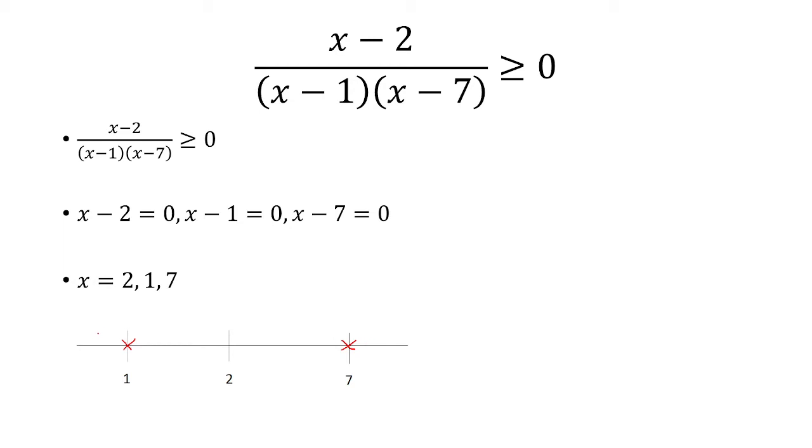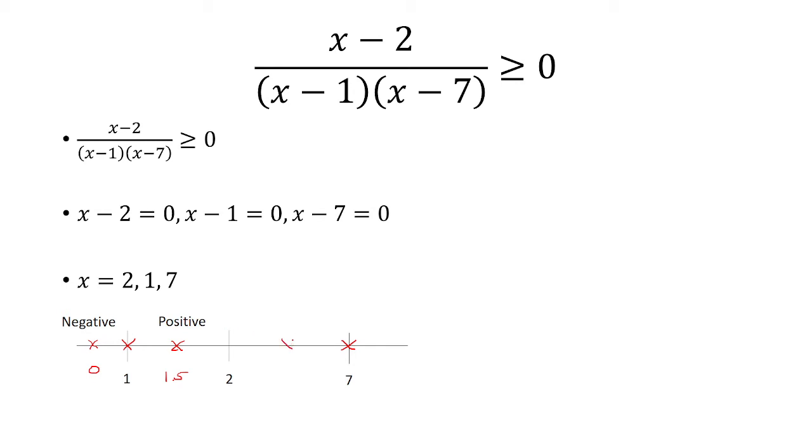So we'll start from the left here. We have to pick a point left of 1, let's say 0, and plug it back into the original function. If I plug in 0, I get negative 2 over negative 1 times negative 7. There are 3 negatives there, so the answer is going to be negative. Pick a point between 1 and 2, let's say 1.5. Plug it in there, we get a positive number.